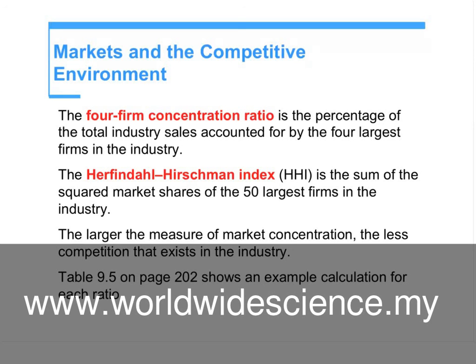So, concentration measures for the U.S. economy. The U.S. Justice Department used the HHI to classify markets. A market with an HHI of less than 1,000 is regarded as highly competitive. A market with an HHI between 1,000 and 1,800 is regarded as moderately competitive. And if it's 1,800 or more, it's uncompetitive.